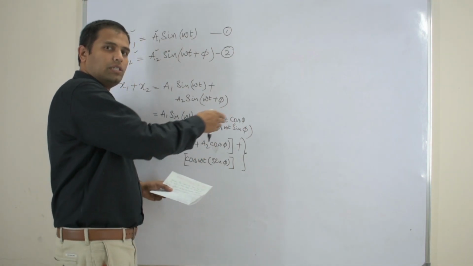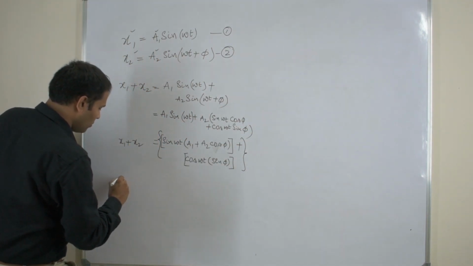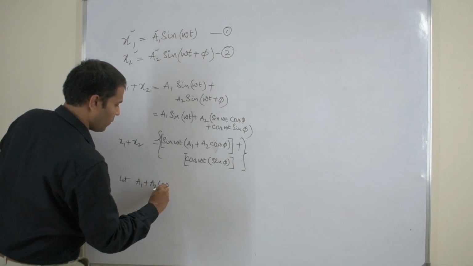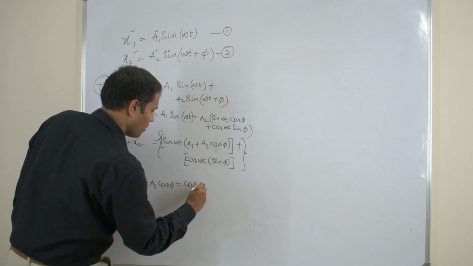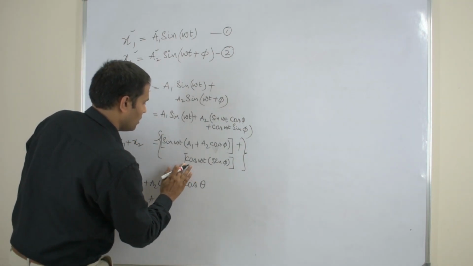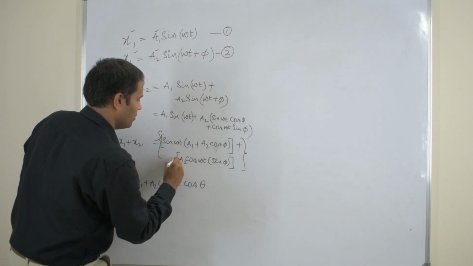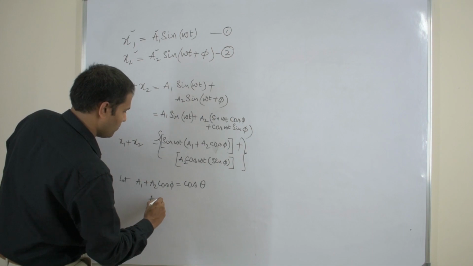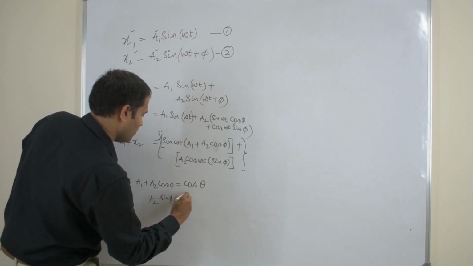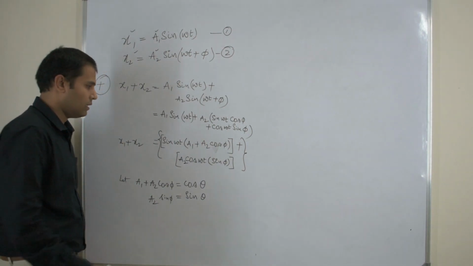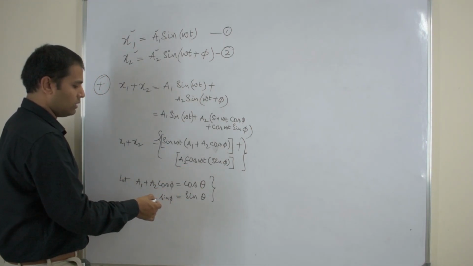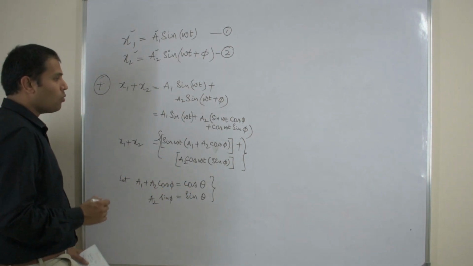Now instead of having these many different terms, I'll assume a1 plus a2 cos phi equals A cos theta, and we forgot here, it is a2, right? a2 sin phi equals A sin theta. So I am considering a1 plus a2 cos phi equals A cos theta, a2 sin phi equals A sin theta. Now what to do here?